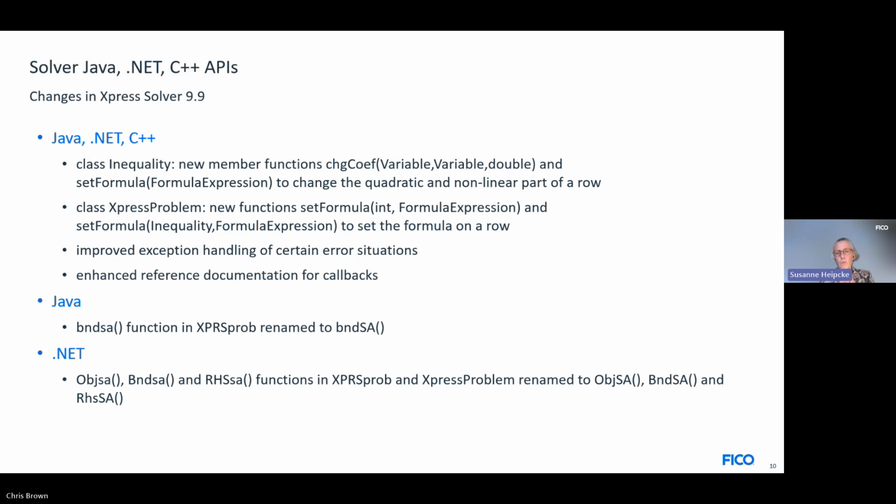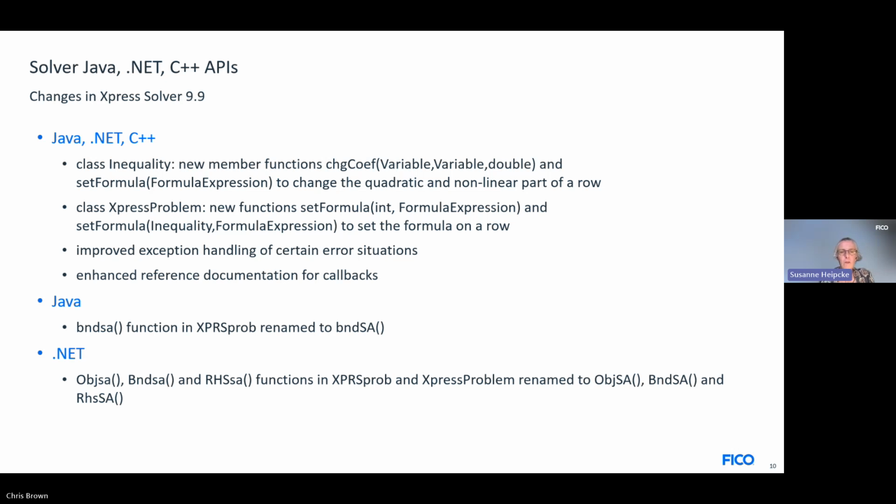So we have a couple of new member functions, mainly overloaded versions of existing ones, mainly for handling of nonlinear expressions, so more convenient ways of specifying nonlinear expressions. We have also worked on the exception handling to improve the behavior for certain error situations. And we have improved the reference documentation for callbacks that has been flagged up as being insufficient.